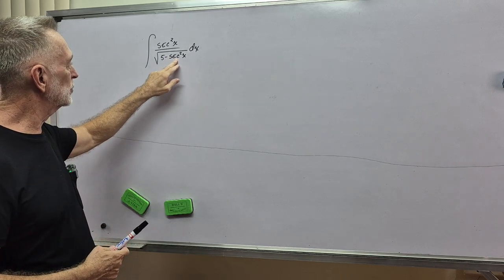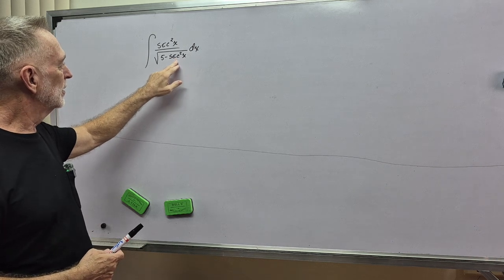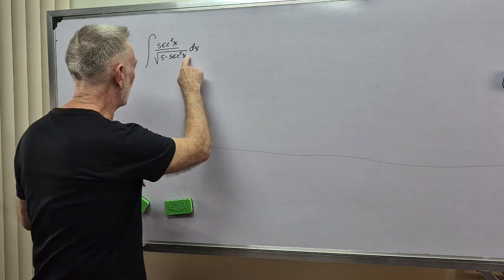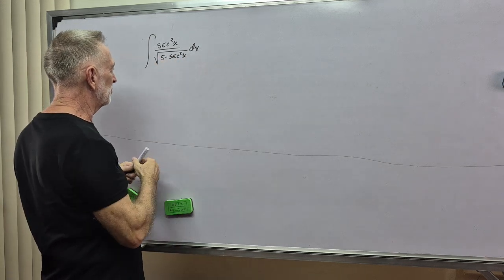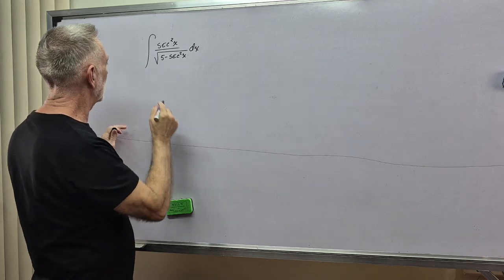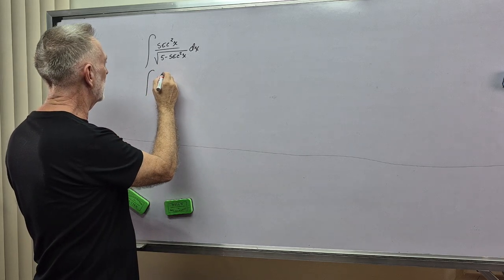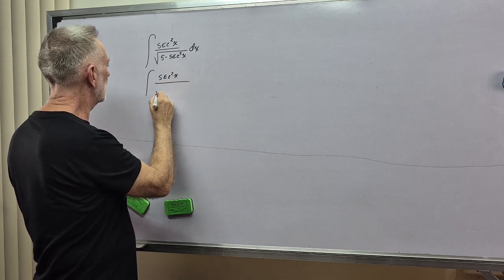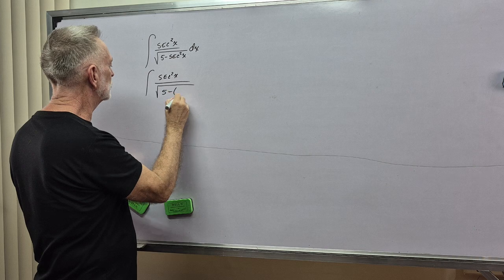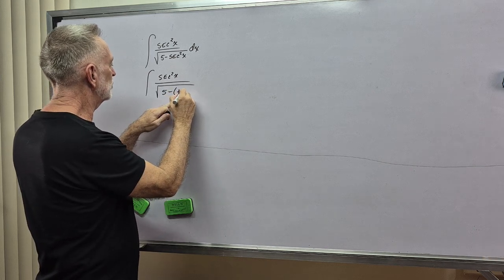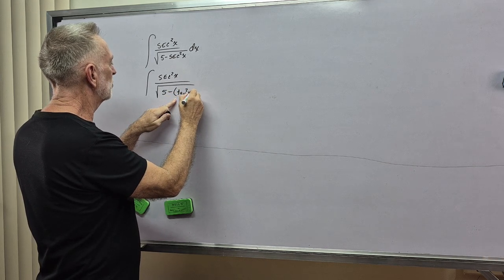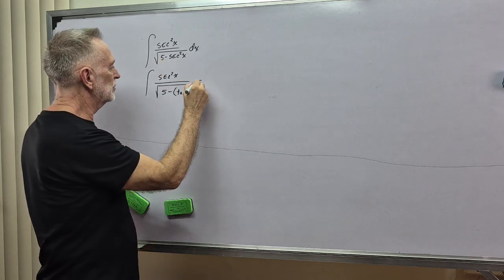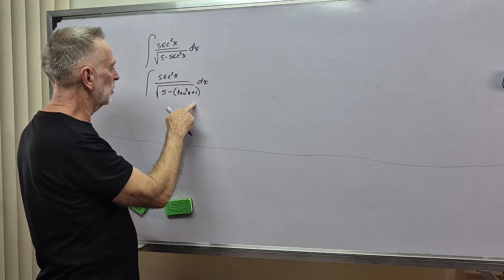I'm going to convert this secant squared into tangent squared, because I end up with a plus 1, and that's going to subtract from that 5. So that's my logic here. All right, so I have the integral of secant squared x over the square root of 5 minus the parentheses of tangent squared x plus 1. Now, it's just changing that secant squared to tangent squared x plus 1.